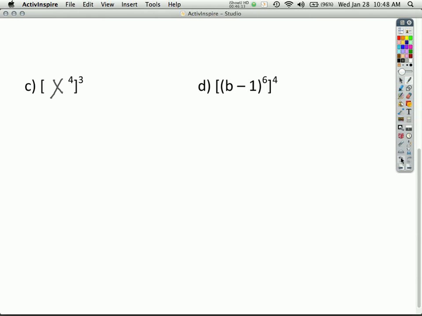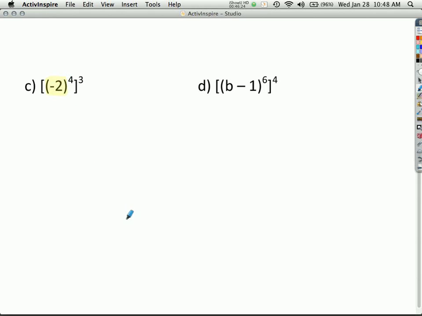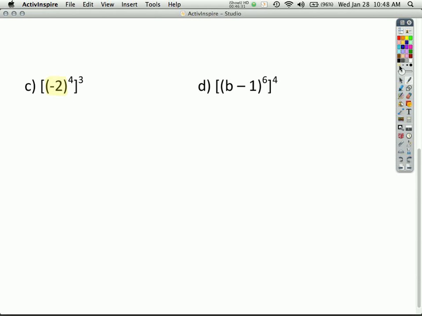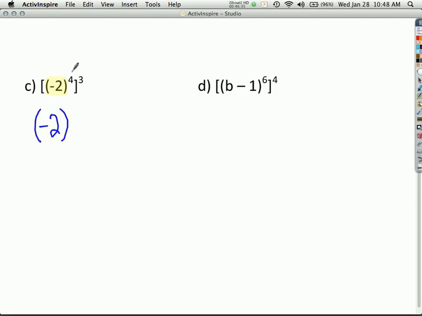So now let me put back what really was there. That was there. So that is the base. This is the base, and what I've been trying to get across to Tristan is whatever the base is, it's going to stay the base if you're rewriting it. So it's going to stay the base. Now, multiply the exponents. Negative 2 to the 12th power. Does anyone have any questions about that?